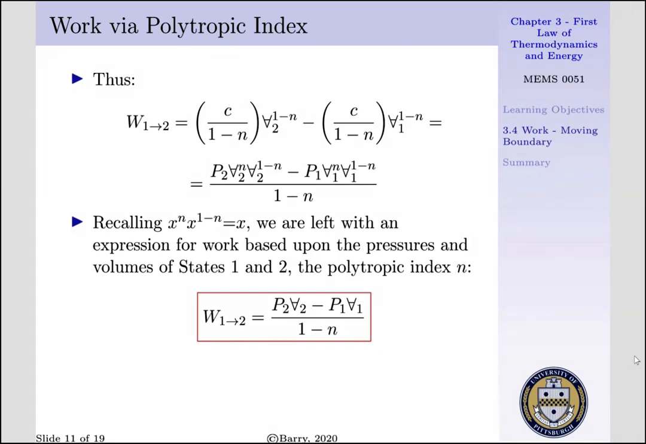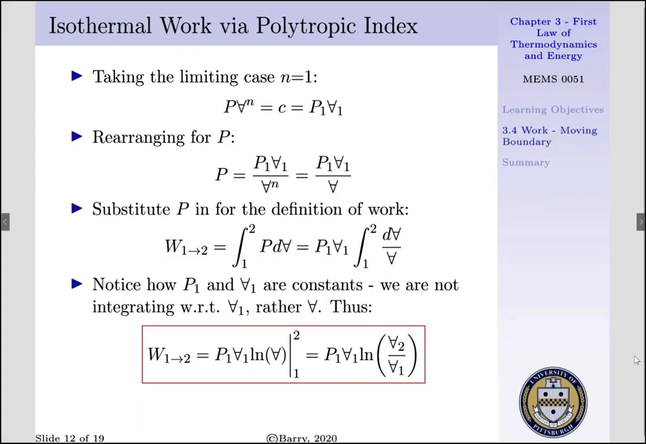Now you may be wondering what happens when n, our polytropic index, is equal to unity, i.e. we have an isothermal system. Well, we have to rederive a separate work expression. That is, when we take the limiting case of n is equal to 1, our polytropic expression becomes P v^n is equal to constant, which is equal to P1 V1. If we rearrange for P, we have P is equal to P1 V1 per V^n, which is equal to P1 V1 per V.